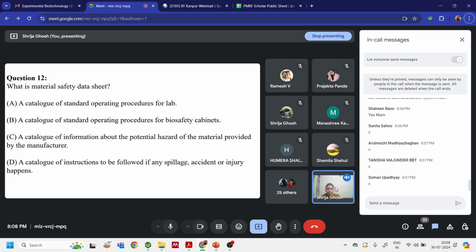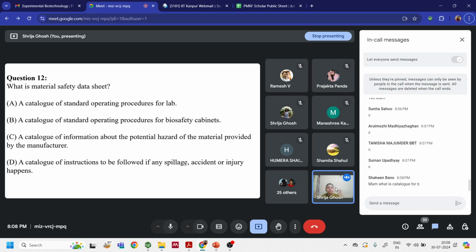If I am handling any chemical and I don't know whether it is toxic, flammable, or corrosive, and I just handle it randomly, it can cause a potential hazard to me. If I don't know that HCl is corrosive and I just pour it and something spills over my hand, I can get severe burns, right?